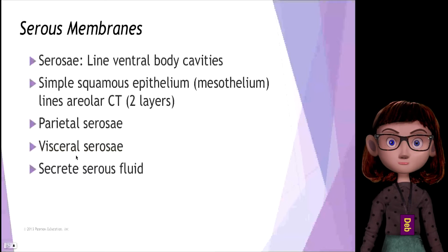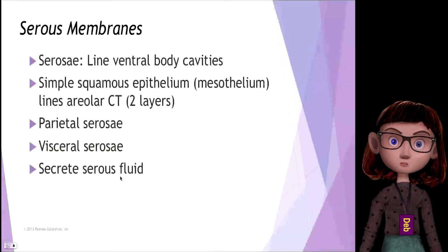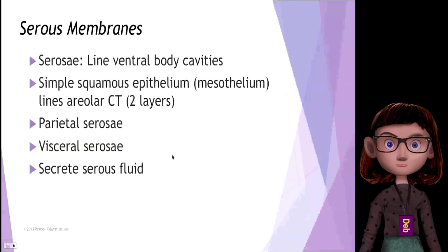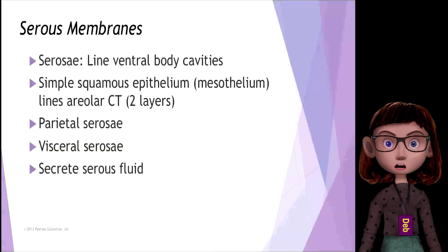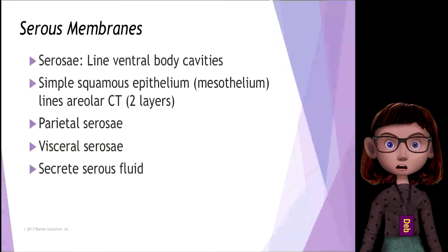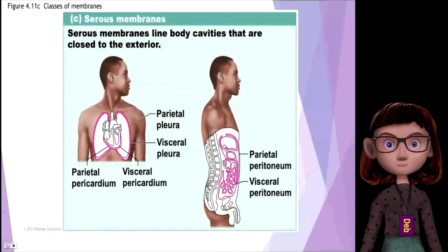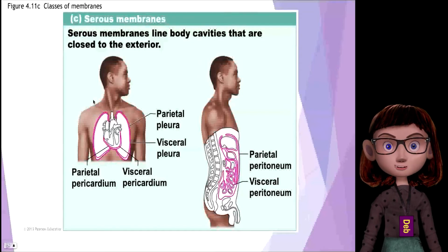These epithelial layers of the serous membranes secrete what's known as a serous fluid. It's a thin fluid. It's thinner than mucus, actually, but it does have the same general function, and that is to prevent friction, to protect organs. And here's a figure of serous membranes. Serous membranes line the body cavities that are closed to the exterior.